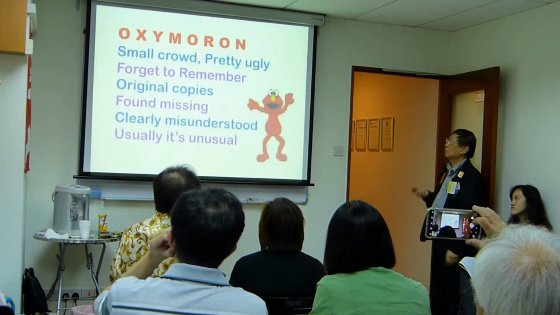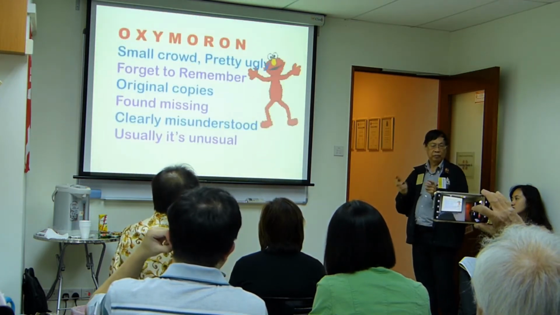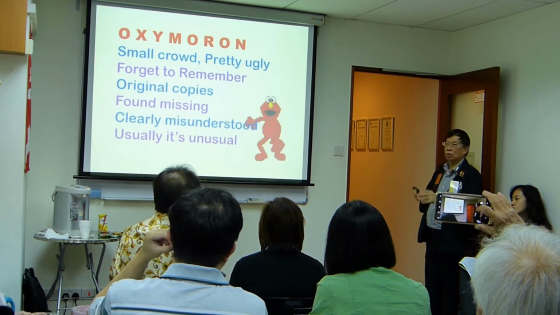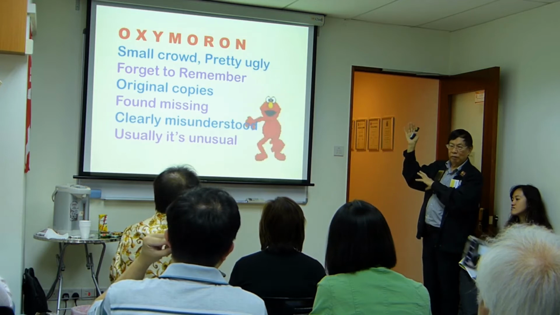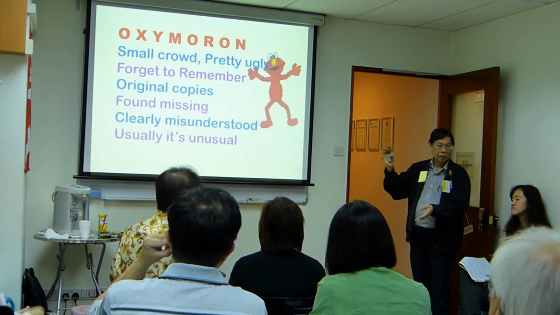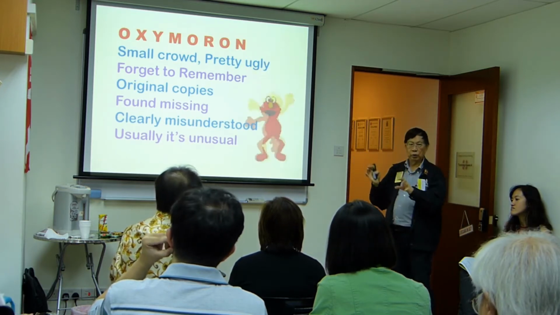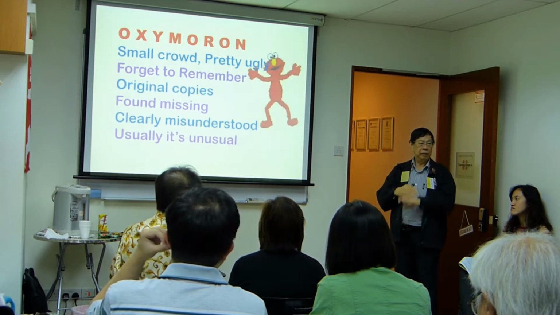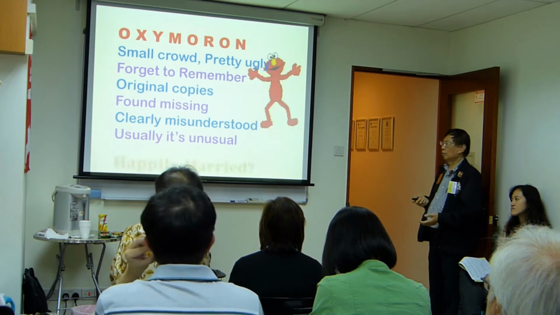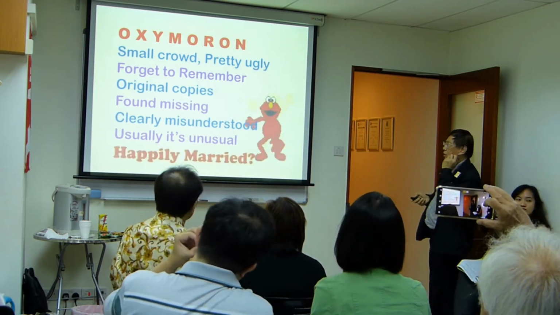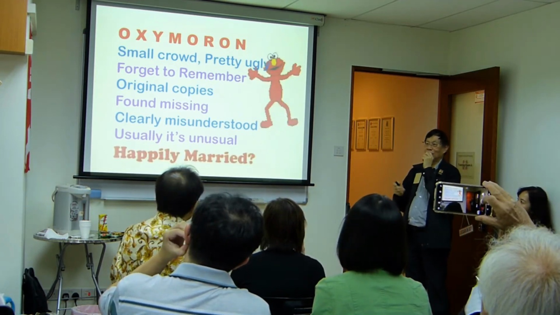And also oxymoron, opposites, and they make sense, you see? Small crowd. Crowd should be big, but you say small crowd. There are opposite words which you can use in your speeches. That will really paint your speeches beautifully. Happily married is an oxymoron.